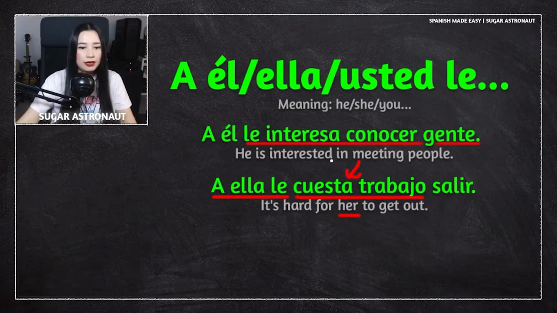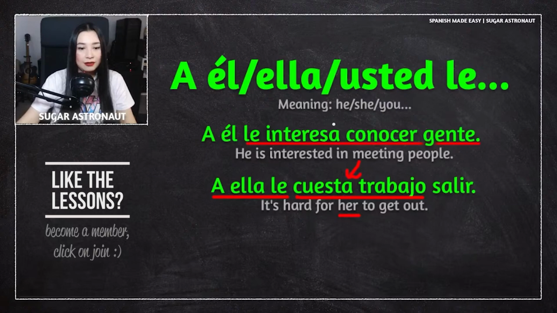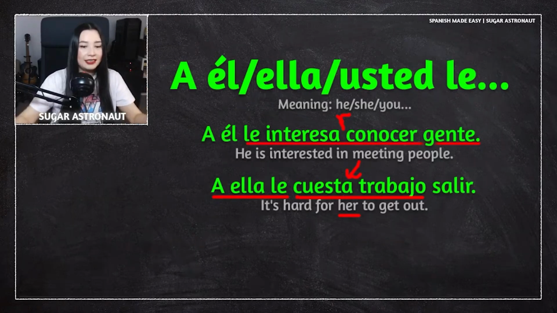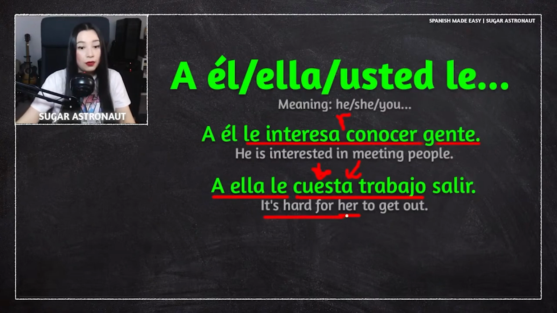In this situation, costar is different when conjugated. Right here I told you, just remove the letter R and that's fine. Usually that's the case, but sometimes there are verbs like costar that are irregular, so you cannot just remove only the letter R. You need to know that you have to say cuesta, okay? So cuesta. Cuesta trabajo. A ella le cuesta trabajo. It's hard for her to do something. What is it?